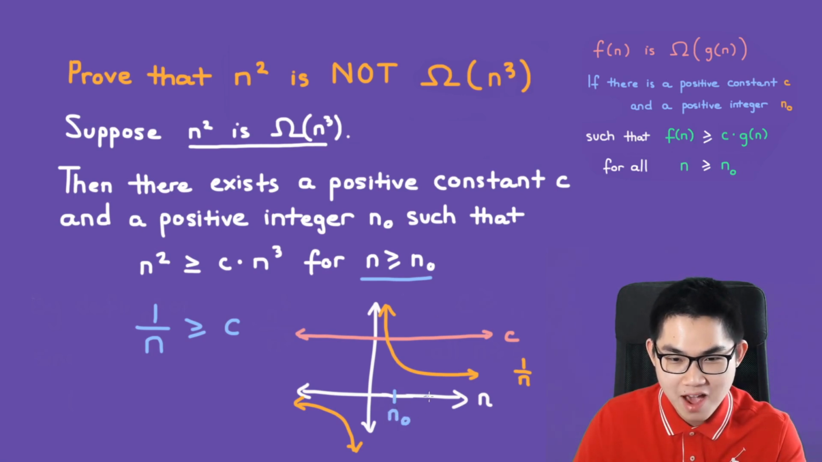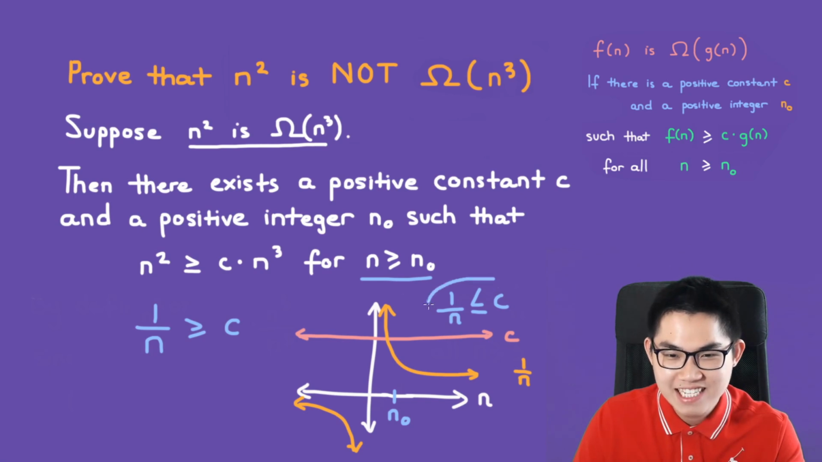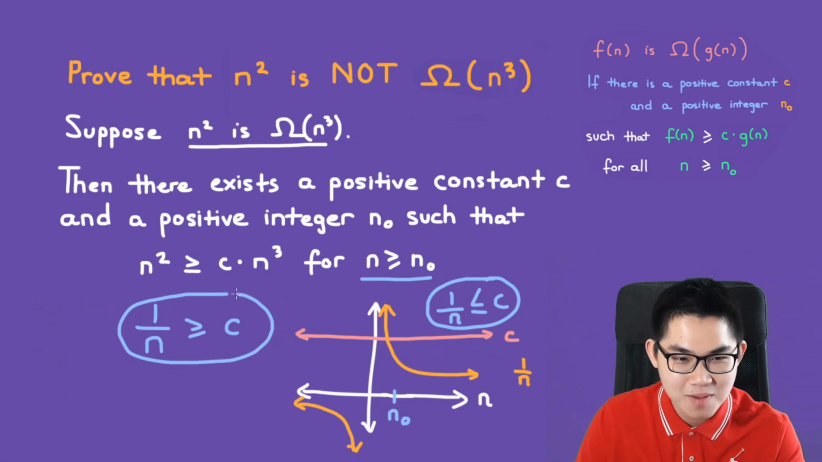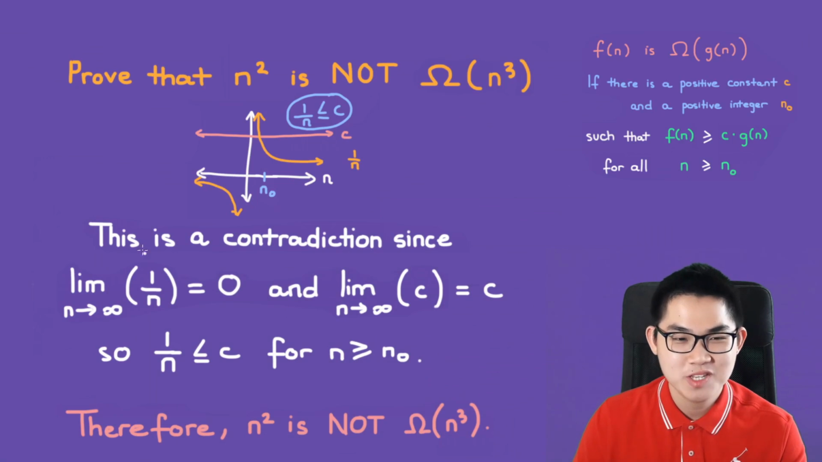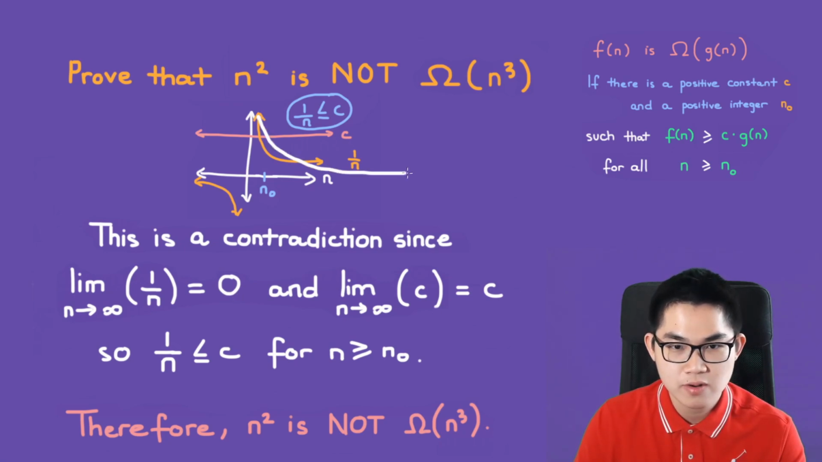So starting from n naught and going to the right, we can see that 1 over n is always below our red function c. So in reality, this is true. But over here, it says the exact opposite, which means that this is our contradiction. We're going to write this is a contradiction since the limit as n approaches infinity of 1 over n is 0.